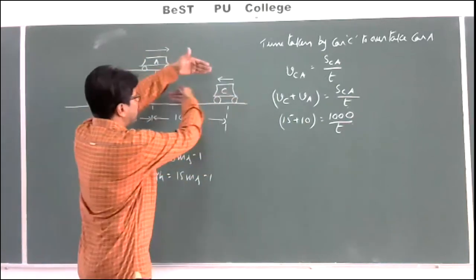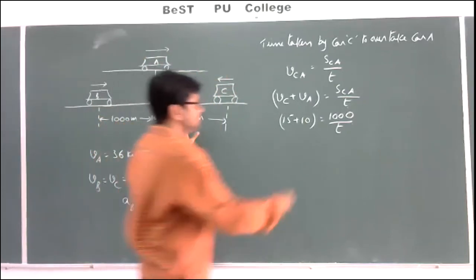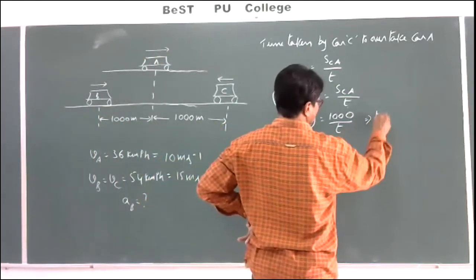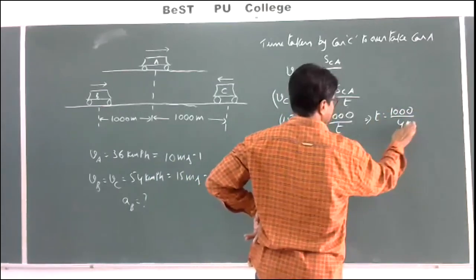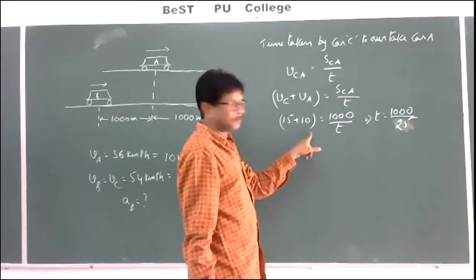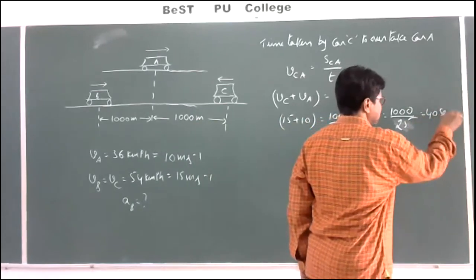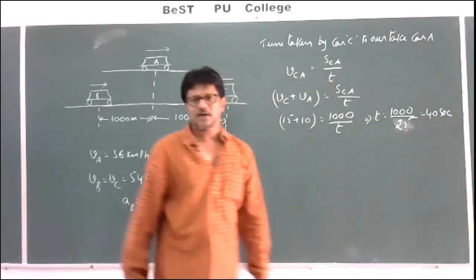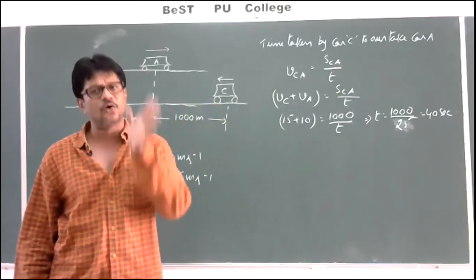Relative distance traveled by these two cars together is 1000 meters. So therefore T is equal to 1000 by 25, 15 plus 10 is 25. 1000 by 25 will give 40 seconds. So car C will take a time of 40 seconds to overtake car A.